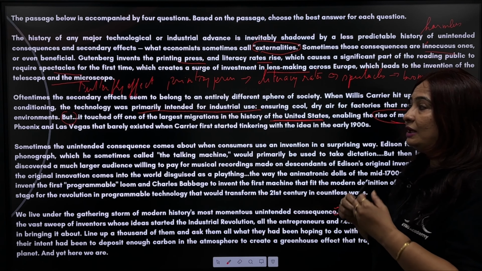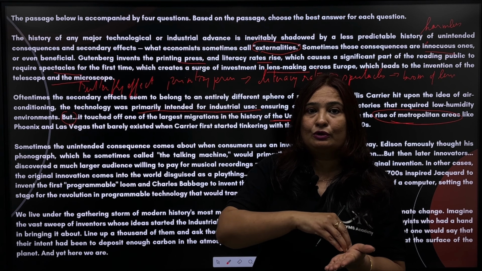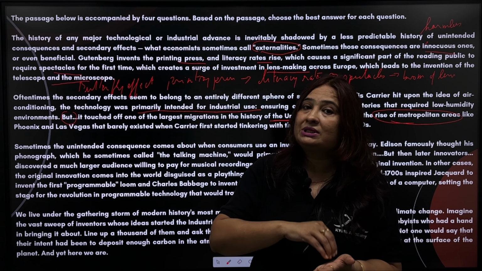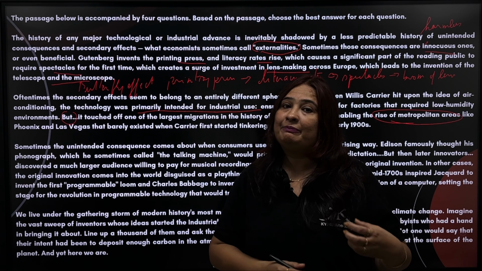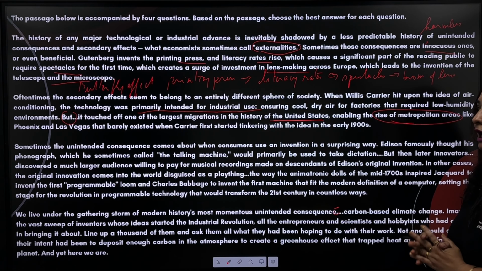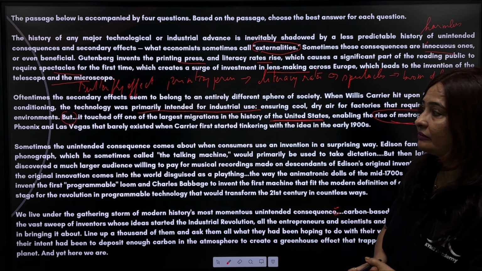Clear? So basically we can say that the intended use of AC was meant to be for industrial purposes, and the unintended consequence was that people started using AC for household purposes as well. I hope this is clear.